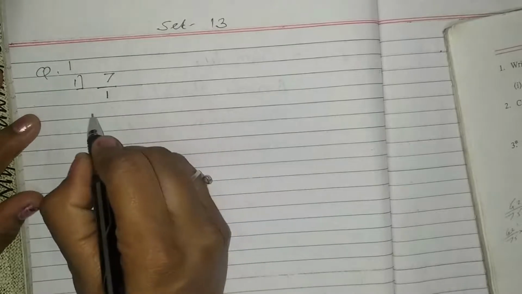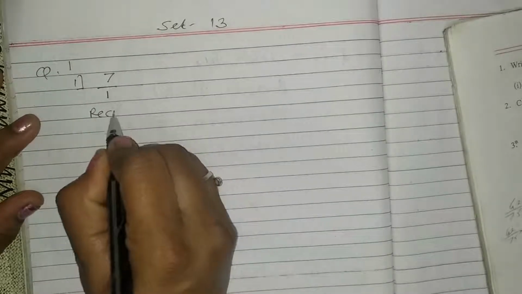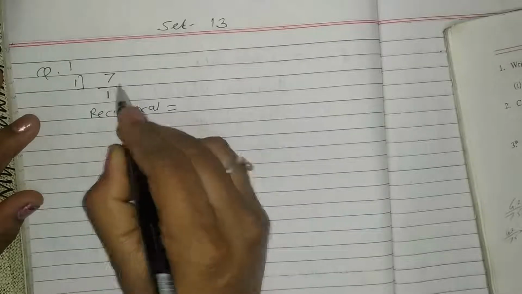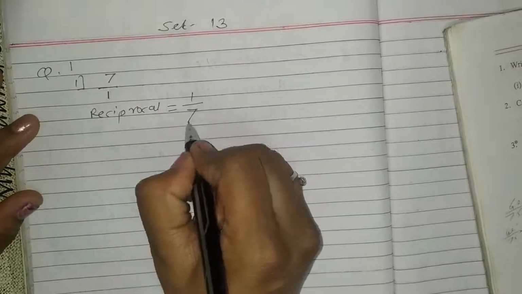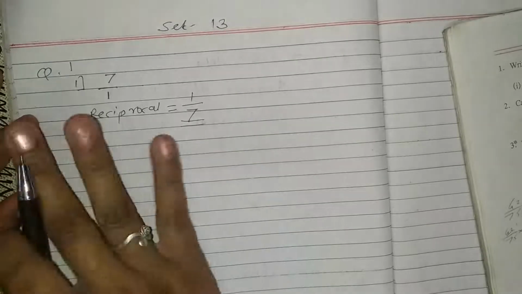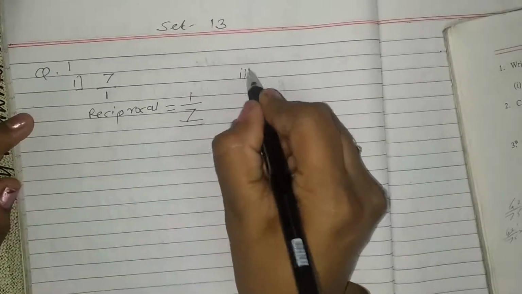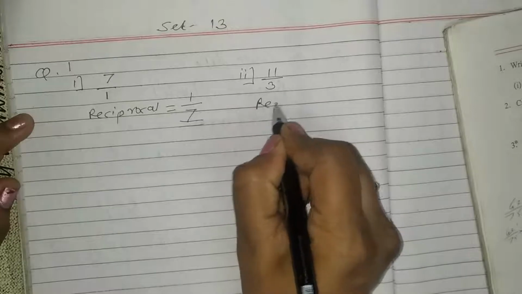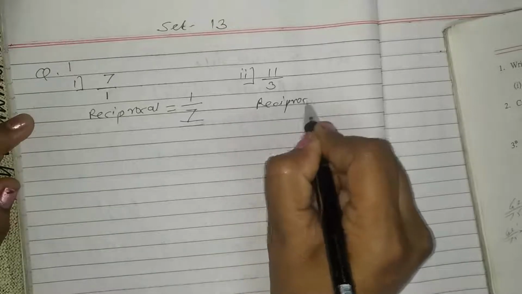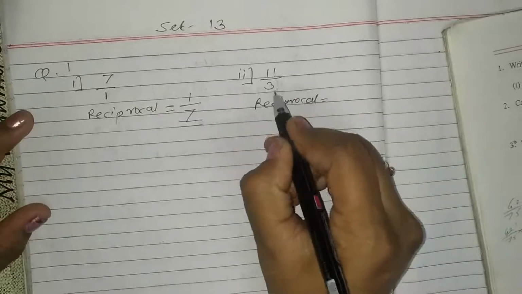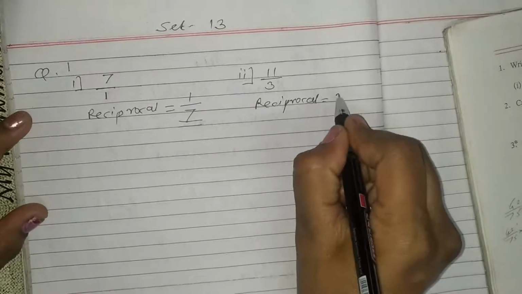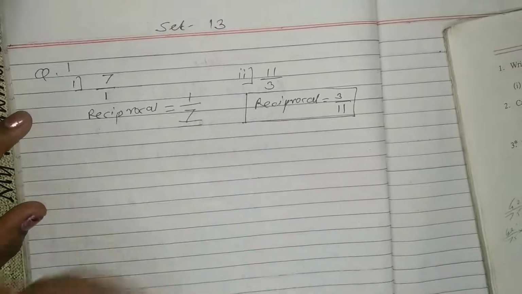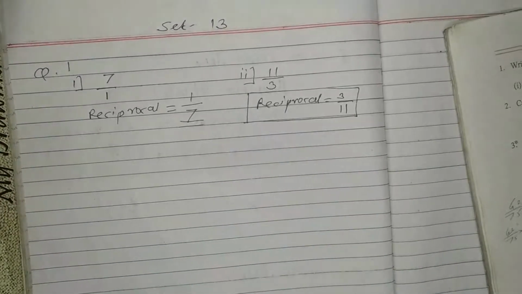and you have to write down the reciprocal of the number. So just reverse it, 1 upon 7. This is your answer. Just for the half mark purpose, it may come in the exam. Suppose 11 upon 3, your reciprocal is, the word reciprocal means reverse, so reverse: 3 upon 11. Understand? So I hope you understand.